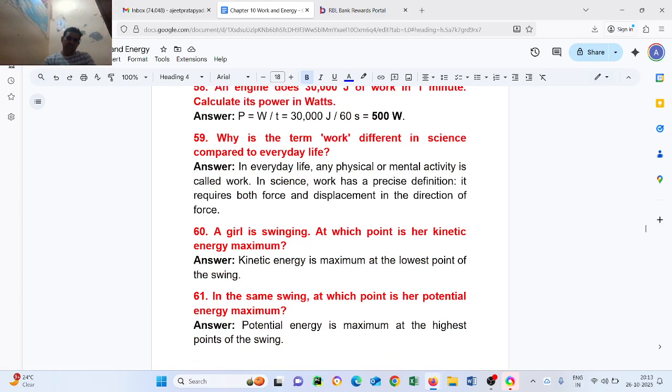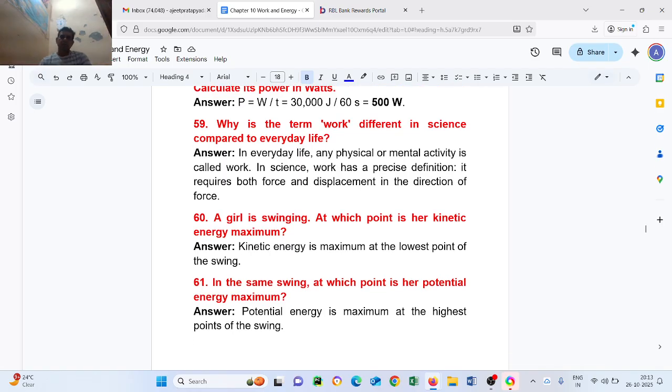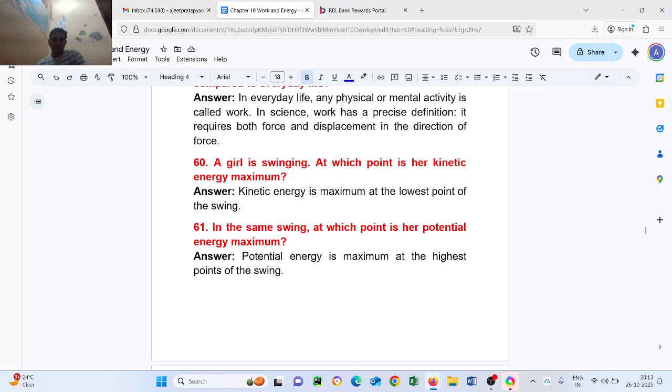Question number 60. A girl is on a swing. At which point is her kinetic energy maximum? Kinetic energy is maximum at the lowest point of the swing. Question number 61. In the same swing, at which point is her potential energy maximum? Potential energy is maximum at the highest point of the swing.